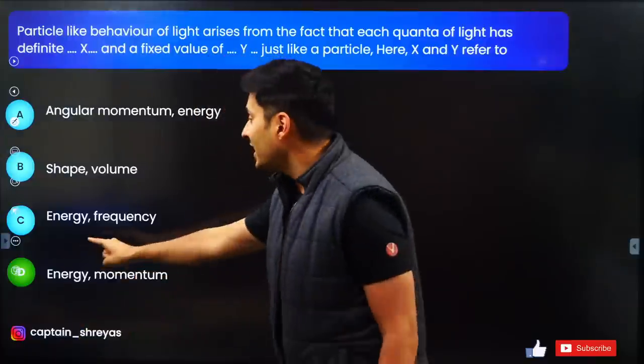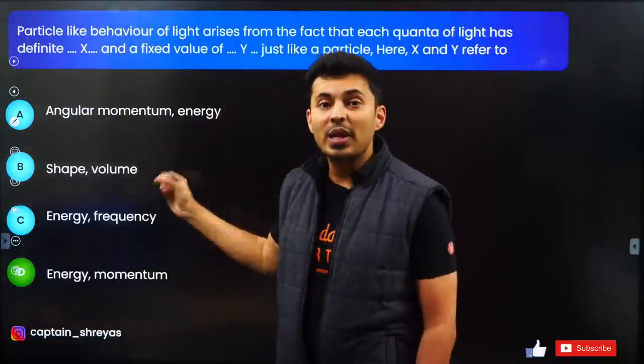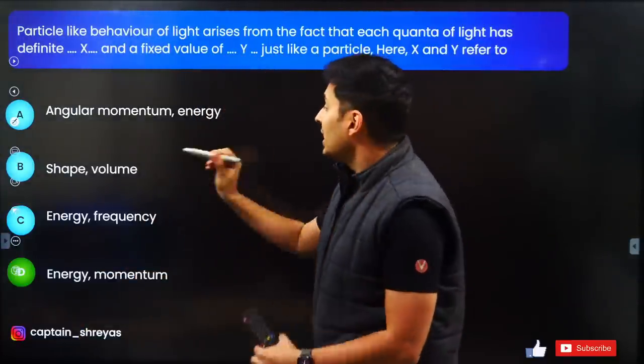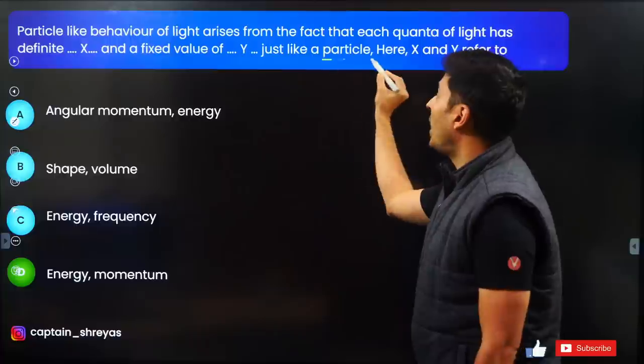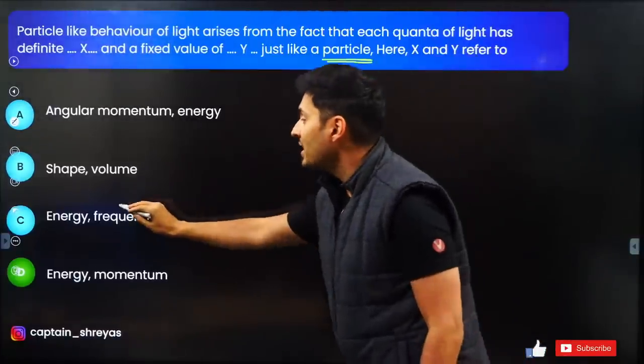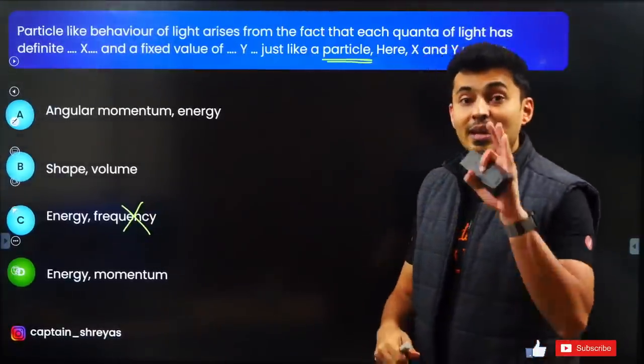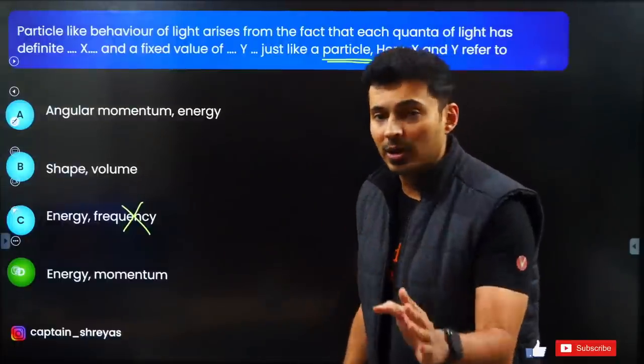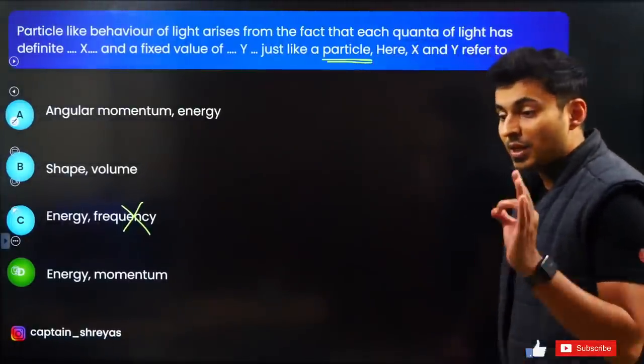So a lot of people think it is C, because for a packet, frequency is also fixed. But remember, frequency is not a particle behavior. Hence, option C will not be correct. D will be correct. Yes, frequency is for wave.